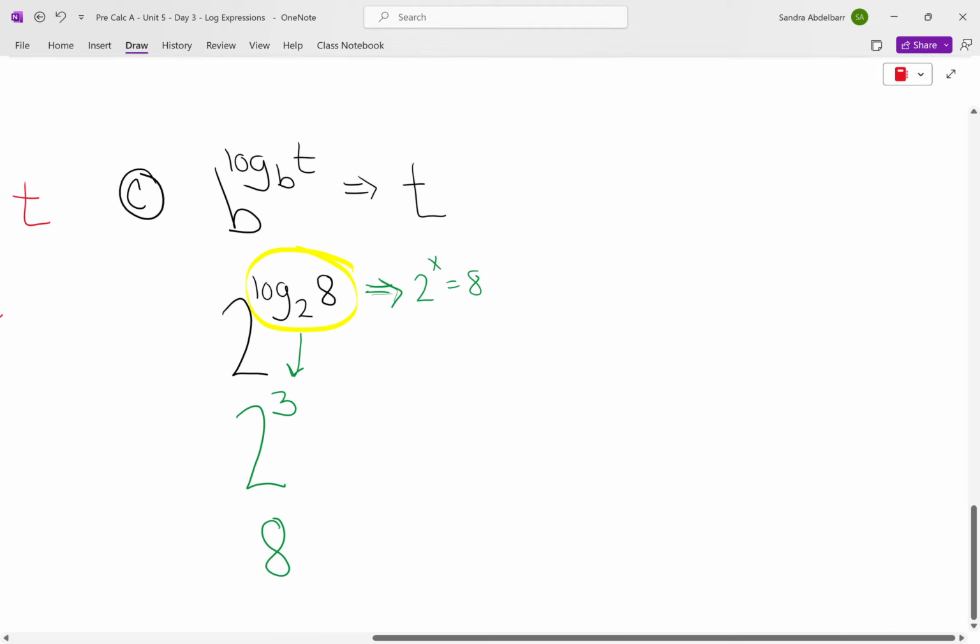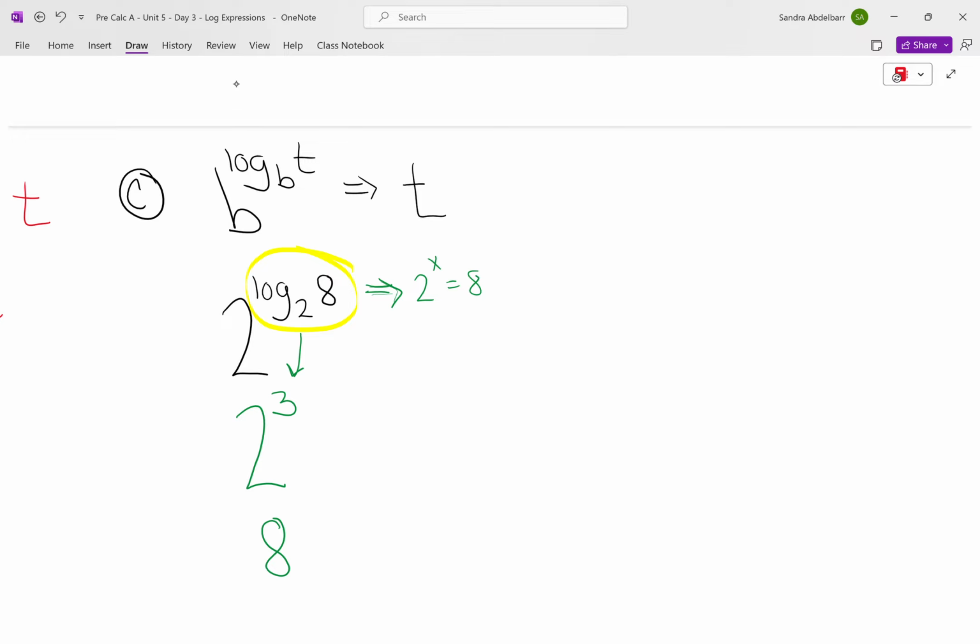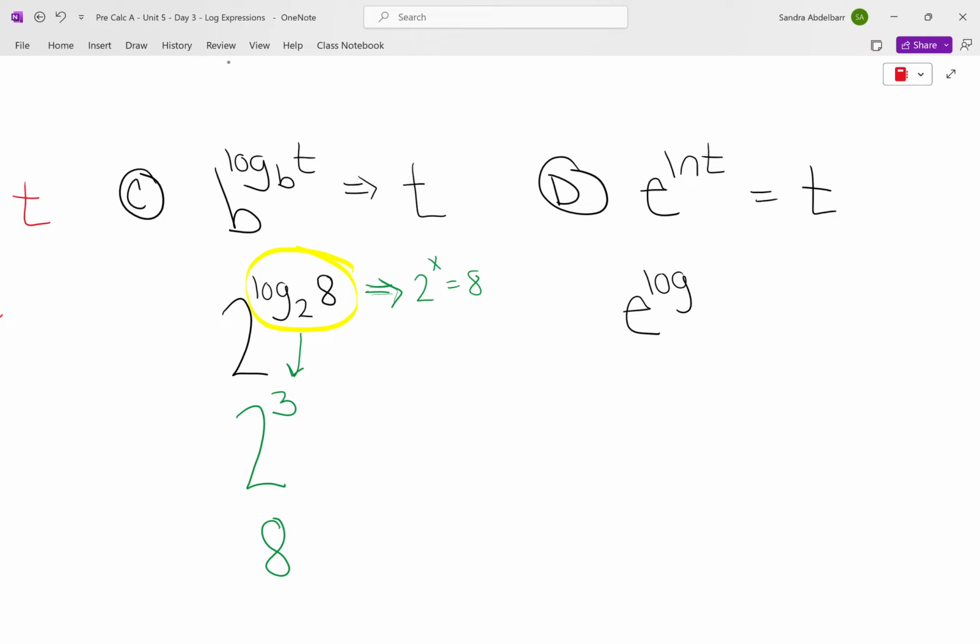All right, and the last one, which is pretty much the same as the previous one. If I have e to the ln of t, that will equal t. And why is this? This is the same as saying e to the log base e of t. So aren't these the same idea, right? Same base, same log base, so it's going to be the argument.